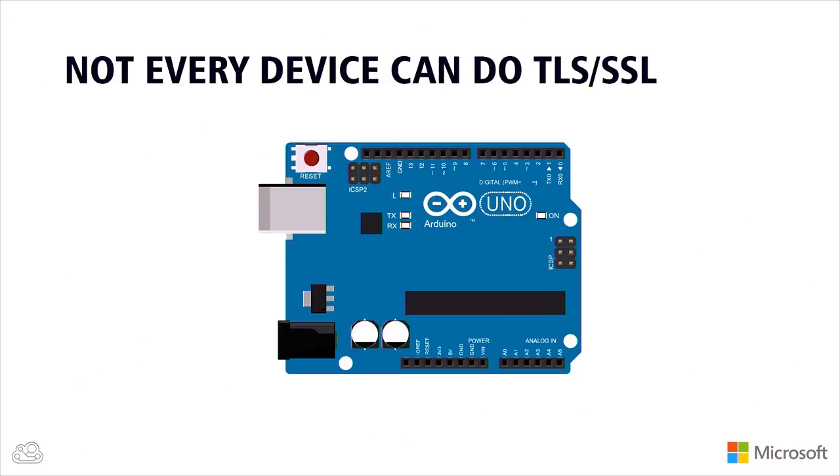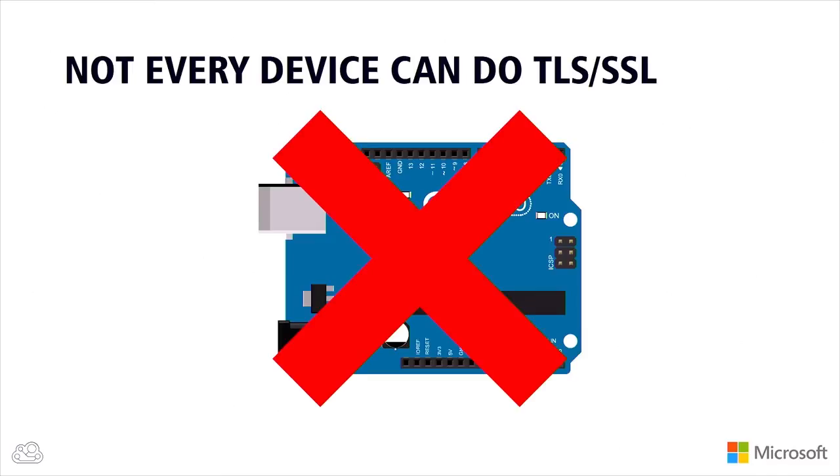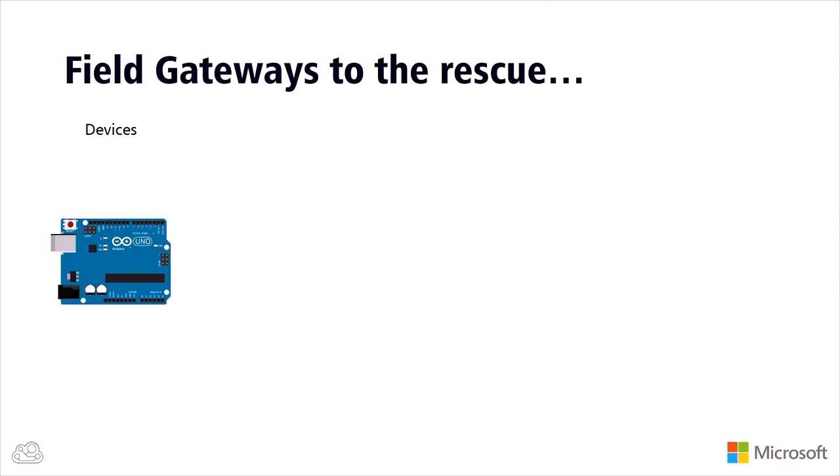So a great example is the Arduino Uno that everybody likes to play around with and prototype. If you were to actually build a product off of that, it just doesn't have the ability to directly communicate with an Azure IoT Hub. So field gateways then are sort of the solution to this problem, and it's a common solution across sort of the IoT industry. We take those devices, we could have one or many of those devices.